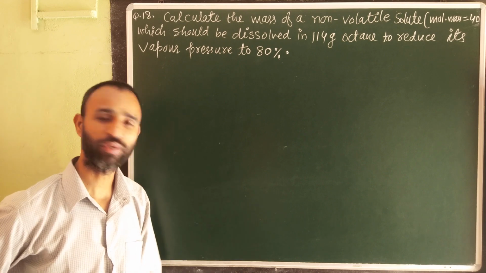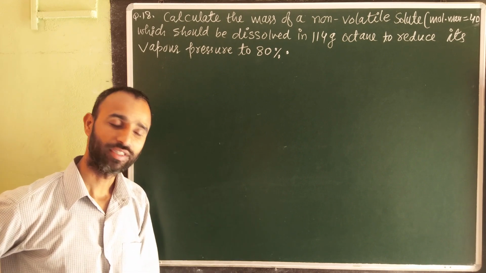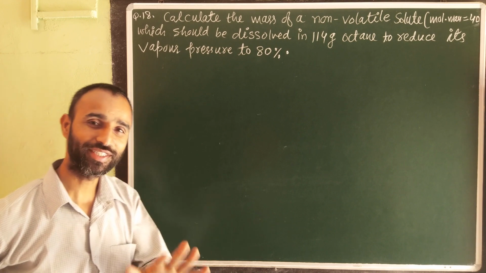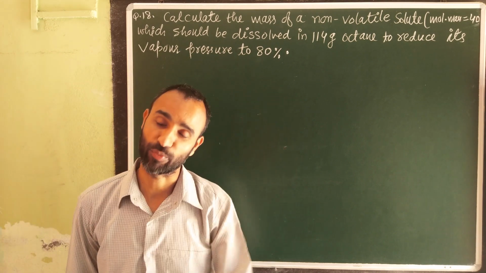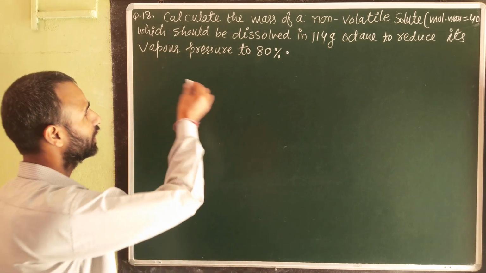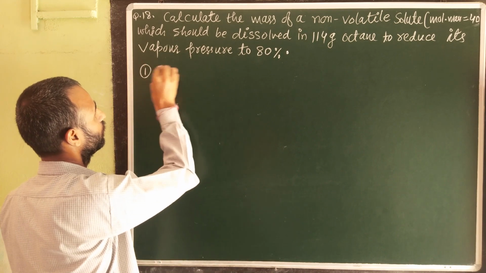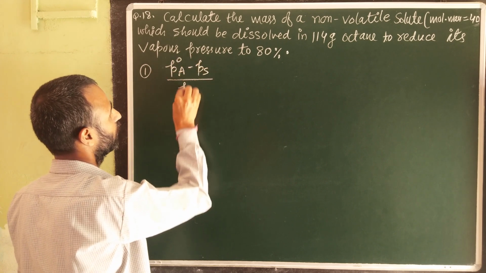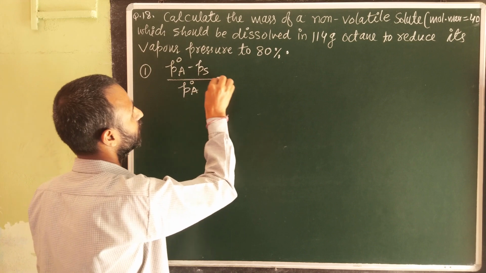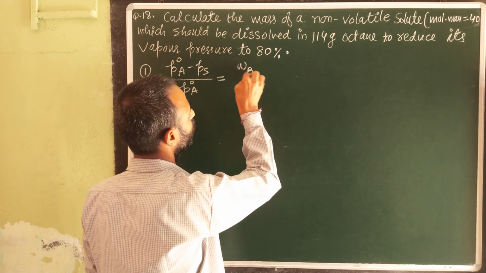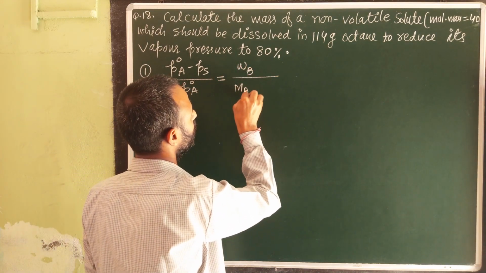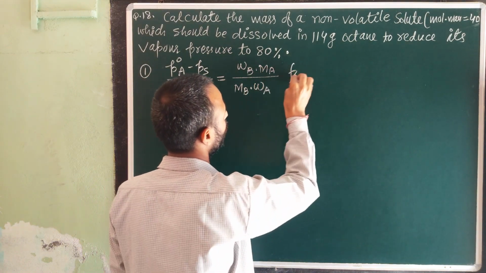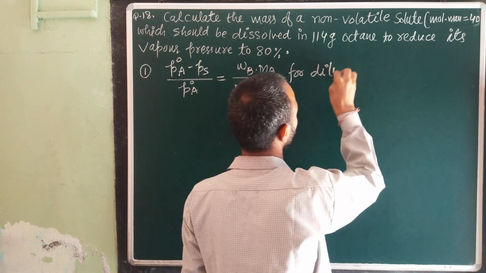In our previous video we learned the derivation of relative lowering of vapor pressure, and today is the day when we apply that formula. So the formula is (P naught A minus PS) over P naught A equal to (WB by MB) into (MA by WA), for dilute solutions.